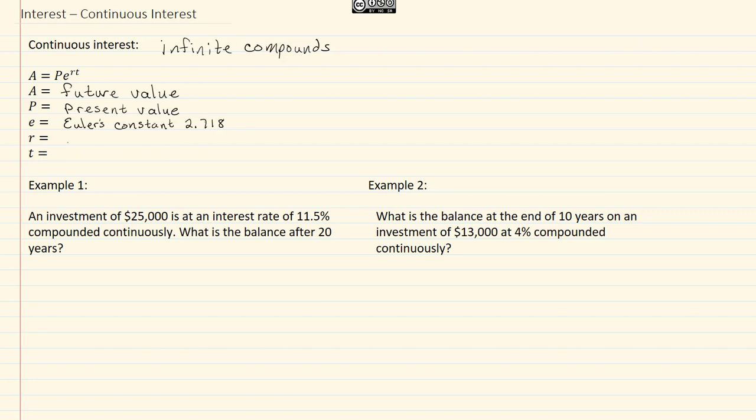R is still going to be our rate, or in other words, our interest. And again, it has to be as a decimal. And T is still going to be our time in years.